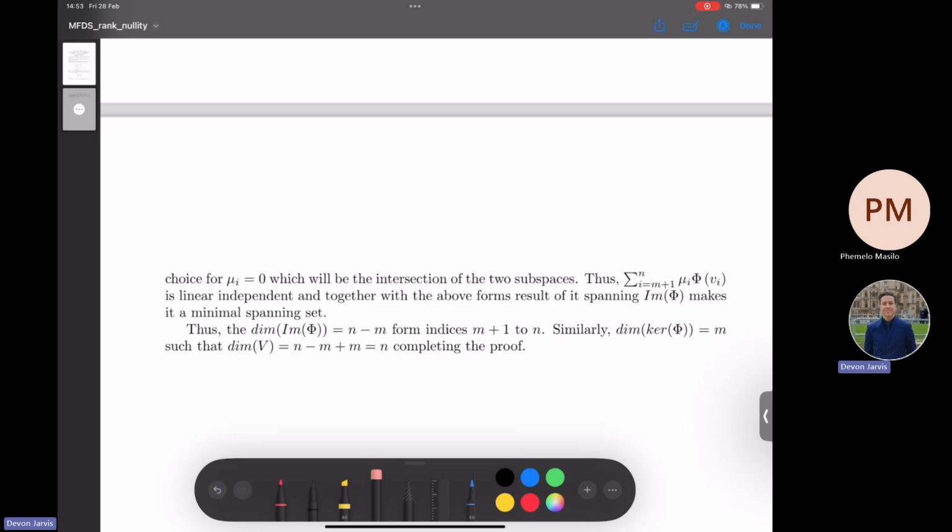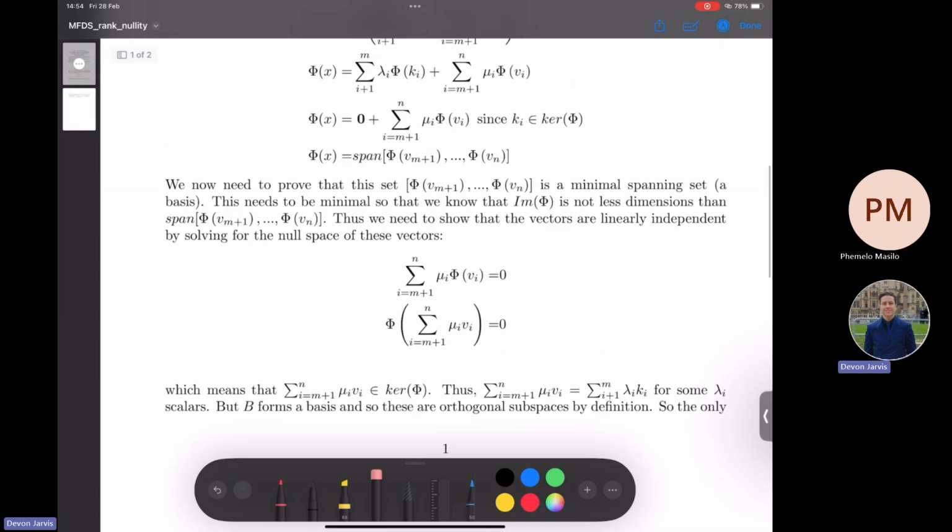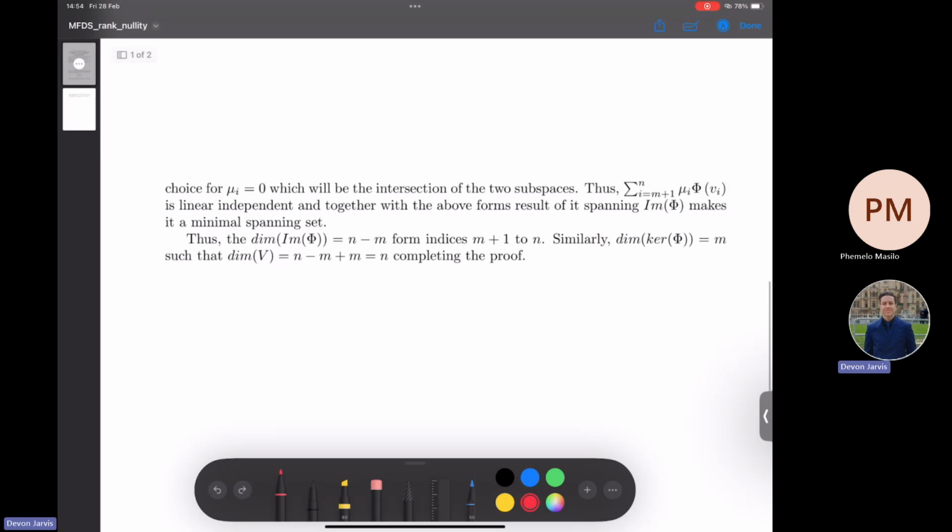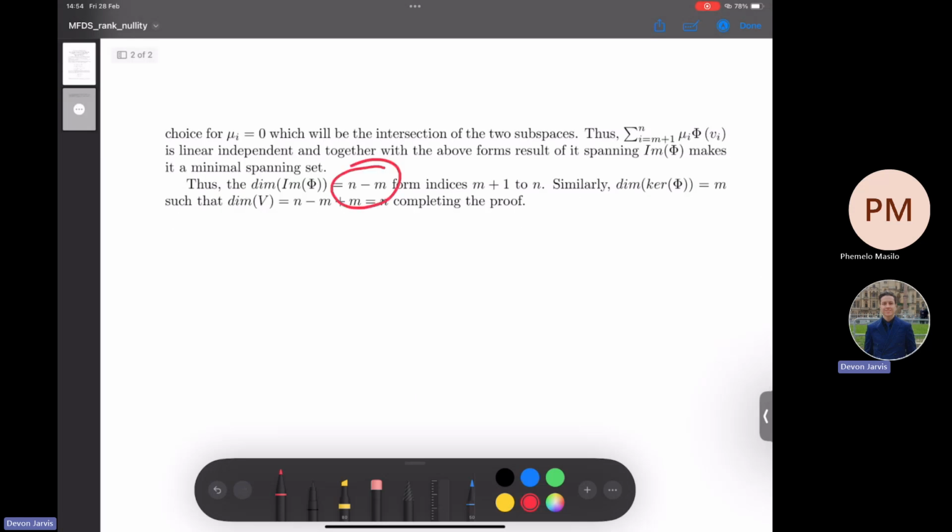And so together with the fact that they are spanning, they're a spanning, linearly independent set, so they're a minimal spanning set. That makes them a basis. And as a result, we know that the dimension of our new space is just the number of vectors. And so now we're going to end our proof by saying, what is the dimension of our image? It's n minus m. So for example, the indices from m plus 1 to n.